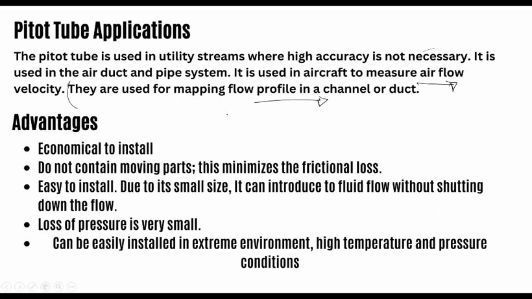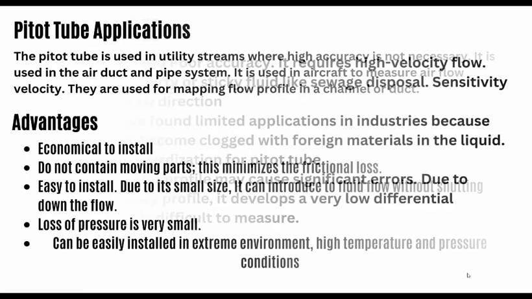Now we know the advantages and disadvantages of the most common features of anything. The advantages of the pitot tube: it is economical to install. It does not contain moving parts, all of it is static, so it is also named pitot static tube. It is easy to install due to its small size. It can be introduced into fluid flow without shutting down the flow. Loss of pressure is very small, and it can be easily installed in extreme environments, high temperature and pressure conditions.